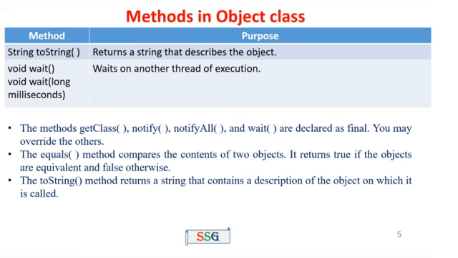The next one here, the methods getClass, notify, notifyAll, and wait are declared as final. So final methods cannot be overridden. You can override other methods also. Here the equals method compares the contents of two objects. It returns true if the objects are equivalent and false otherwise. The toString method returns a string that contains a description of the object on which it is called.